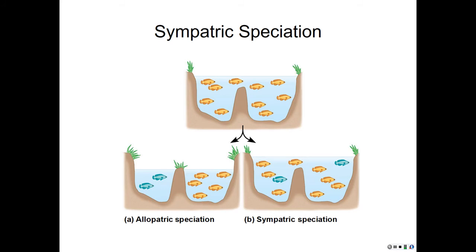So, gosh, how the heck does that happen? Well, something has to happen to disrupt interbreeding, okay? Something has to stop interbreeding. And there are three things that can possibly stop interbreeding despite being in the same area: something called polyploidy, which I'll explain in a minute, habitat differentiation, and sexual selection.